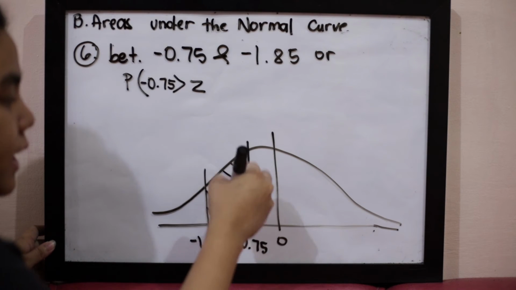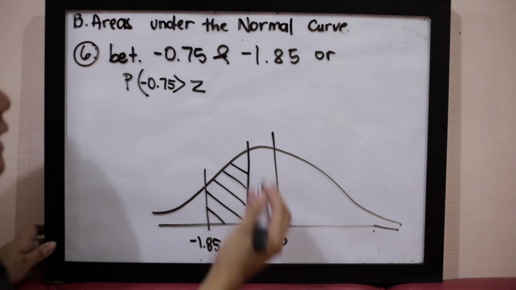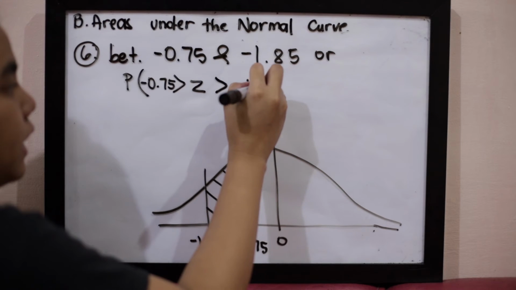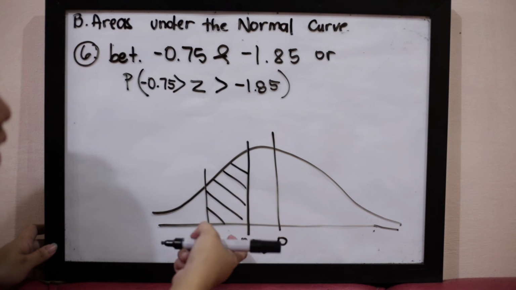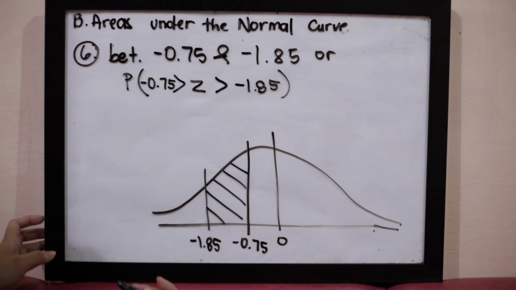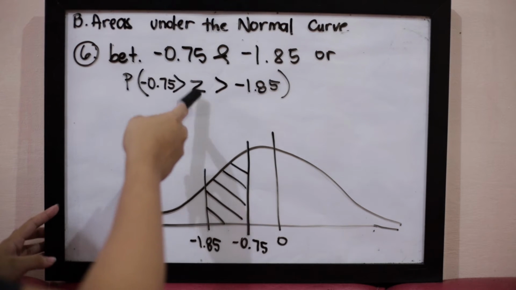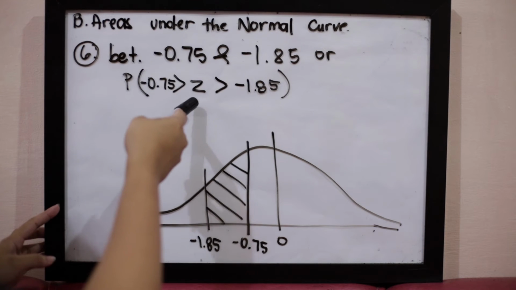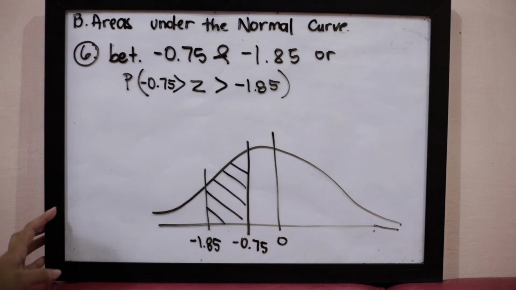The numbers here are less than negative 0.75 but greater than negative 1.85, because the numbers here are much closer to 0 than negative 1.85. That's why, in symbols, we have the probability of Z is less than negative 0.75 but greater than negative 1.85.